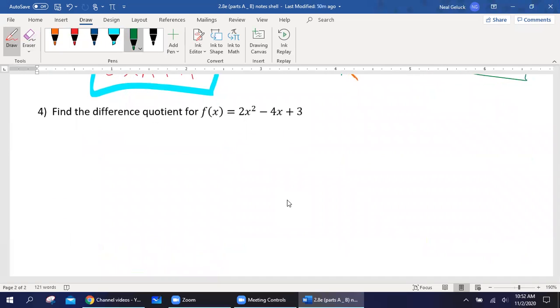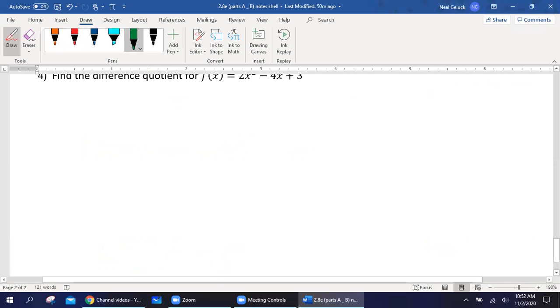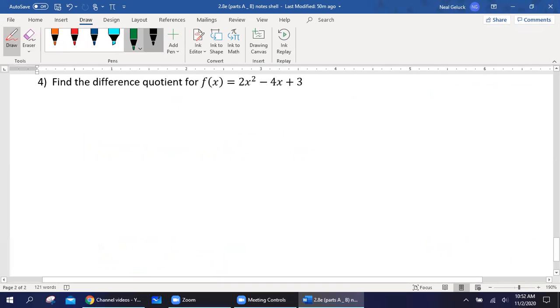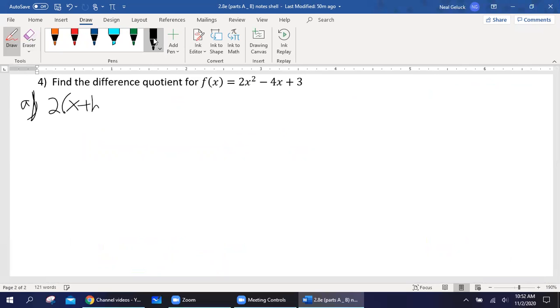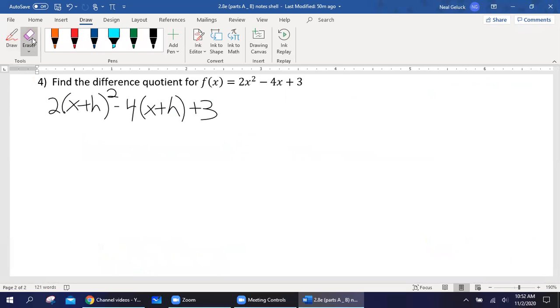Let's try a little more complicated one for the last one. I'm still going to follow the same process though. So first thing I'm going to do for part A is I'm going to replace x with x plus h. So this is going to be 2 times (x plus h) squared minus 4 times (x plus h) plus 3. Okay, these obviously get fairly complicated, or can get more complicated.